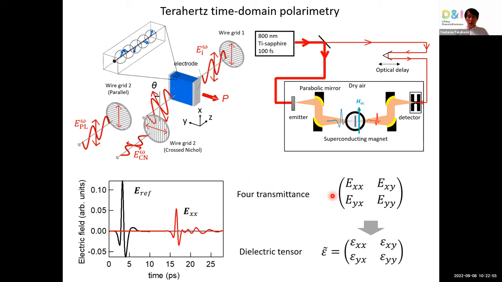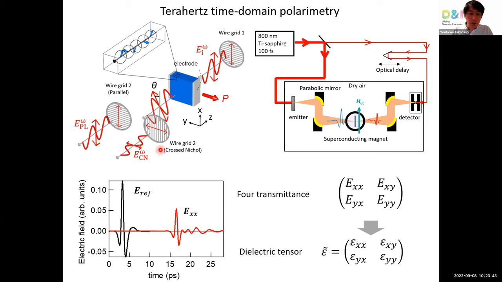So we use terahertz time-domain polarimetry to measure the optical rotations. By using this technique, we can directly measure the temporal profile of the electric field of light. This is the data of the terahertz field observed in our system. We use a polarizer to detect the polarization rotations. The merit of this method is that we can deduce the optical constant from the obtained terahertz data.